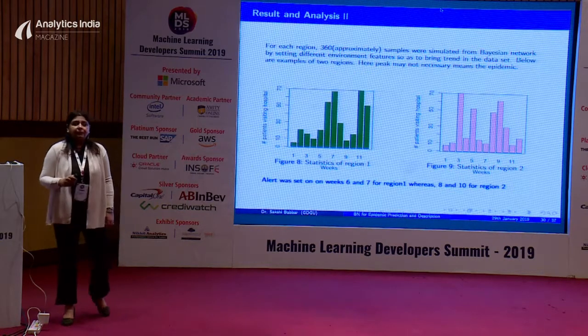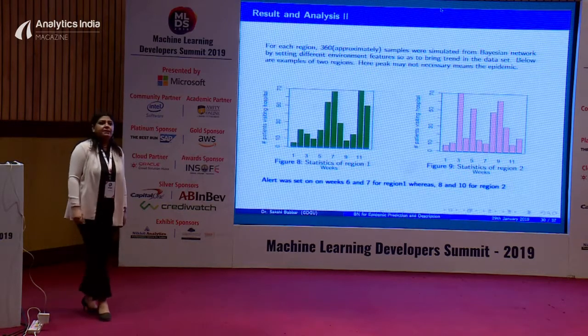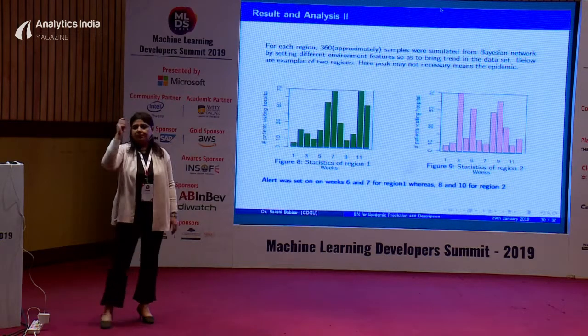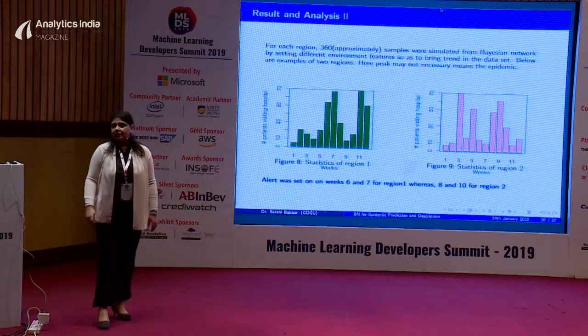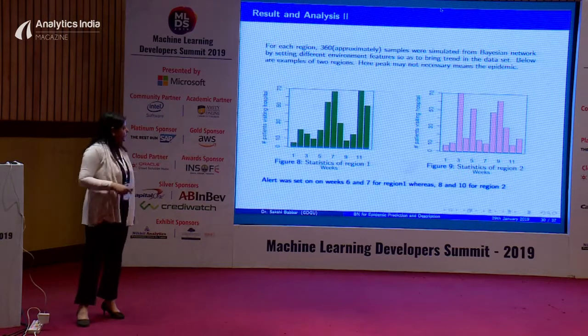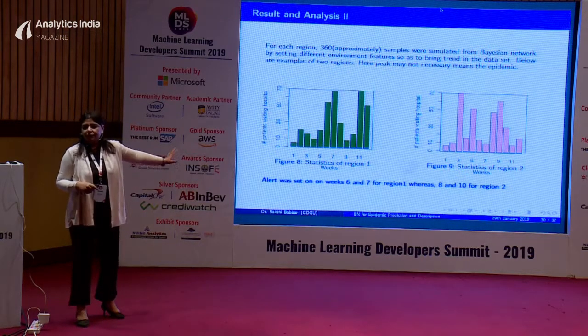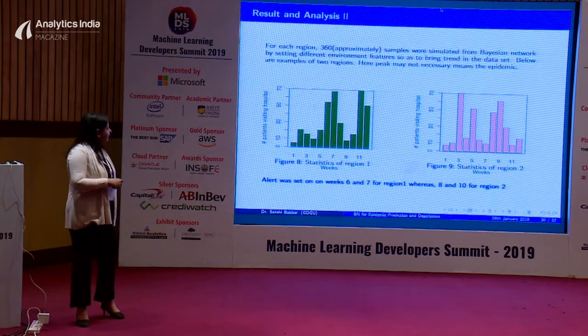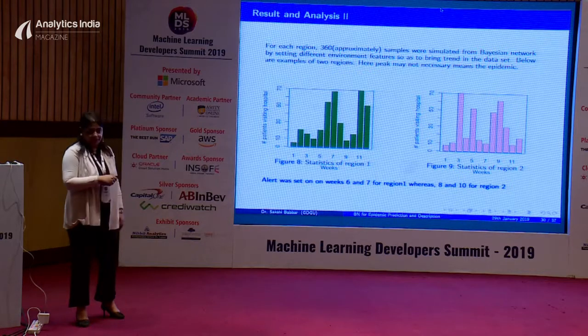One important thing, when we talk about epidemic, it doesn't mean that whenever there's a peak of patients visiting the hospital, that is a reason of epidemic. So as represented here in the first plot, that's the statistics for region 1, for which the data set was simulated. And the attacks were induced somewhere in, I think, week 6 and 7, right?